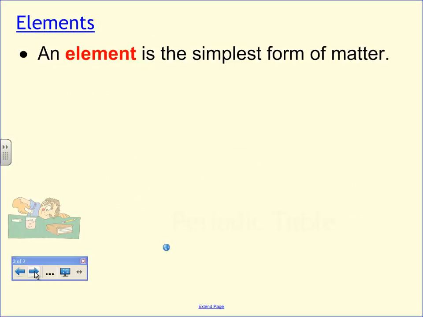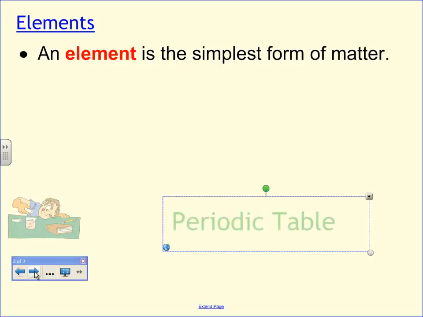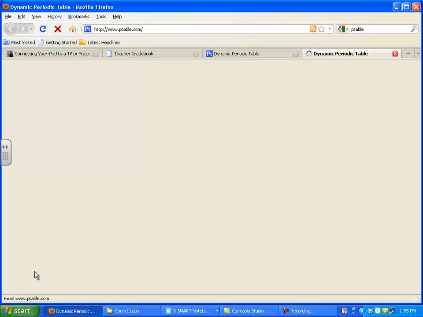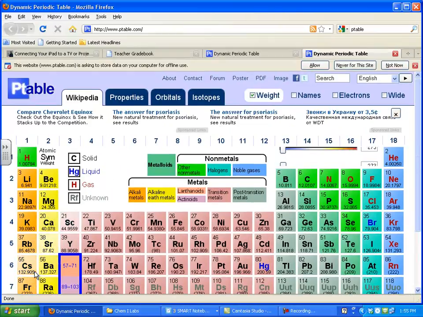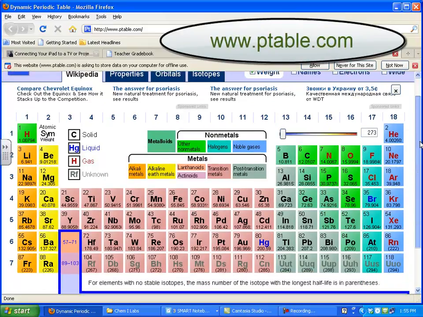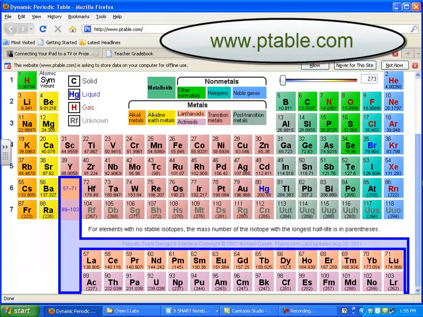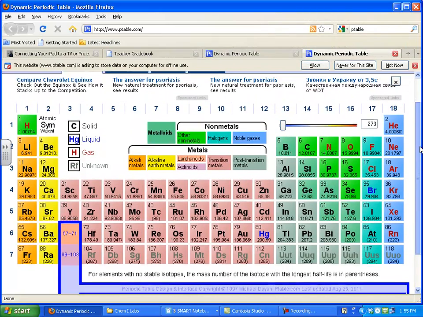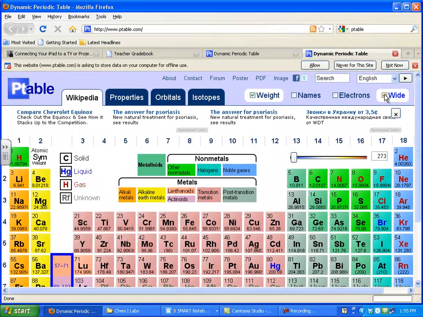One of the biggest categories of pure substances for us is elements. Elements are basically the simplest form of matter. We're going to talk a lot more about breaking that down in a little bit. So how do you know if something's an element? Well, the simplest way is that if it's on the periodic table, then it's an element. This is a website called ptable.com. You can go to www.ptable.com. Great website, all kinds of information on it.